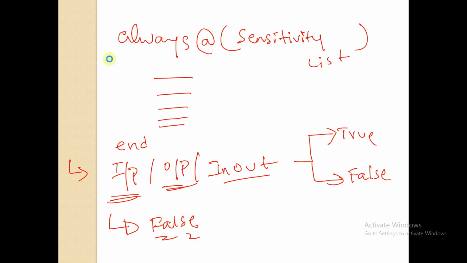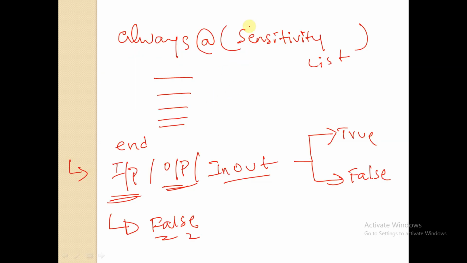So this is false because of our sensitivity list. So what is this sensitivity list? The sensitivity list is nothing but the list which we give in these arguments. According to the change, when there is a change in these arguments, the block is triggered.